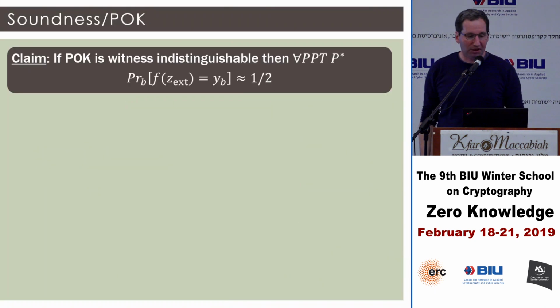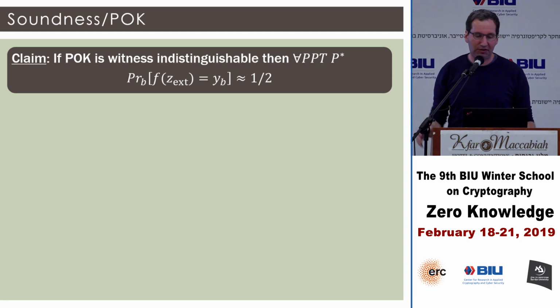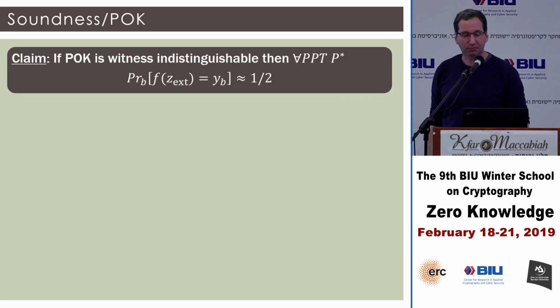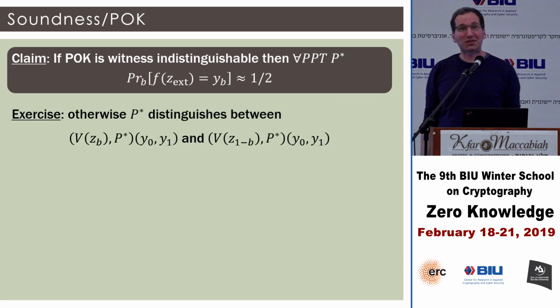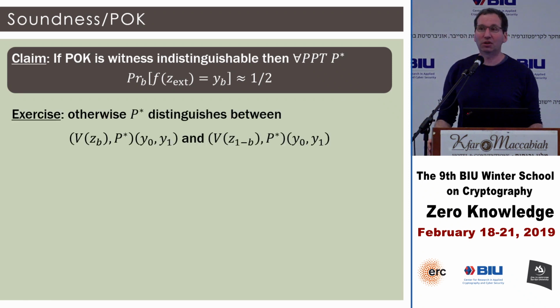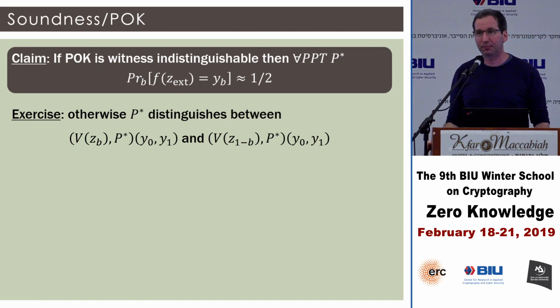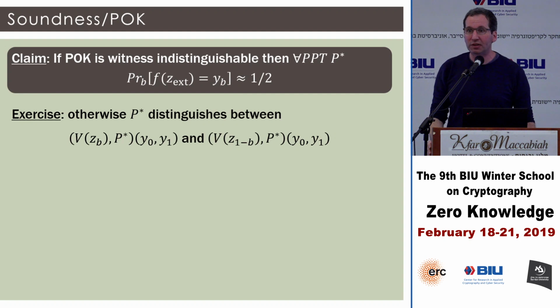So here is the claim. If the proof of knowledge, the first one, is witness indistinguishable, then for any efficient prover P star, the probability that what we extract gives us the preimage that we don't know is roughly 1/2. And I leave you as an exercise to prove that otherwise, you can use P star to distinguish between whether we use Z sub B or Z sub 1 minus B. So this is based on the witness indistinguishability of the first component.